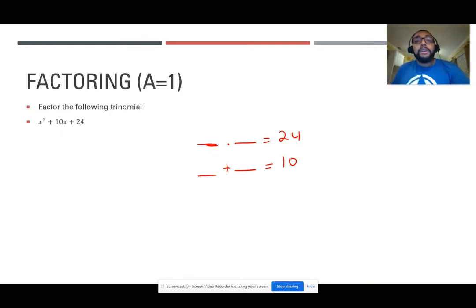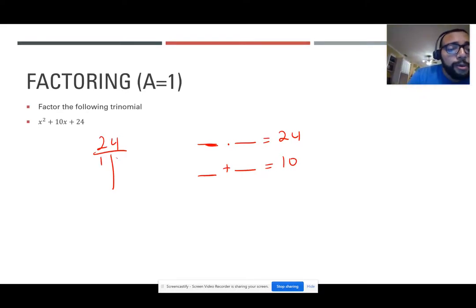So again, notice my a value was 1. So the number in front of your x squared was just 1. I always recommend starting by finding the factors of 24. So what two numbers, when you multiply, get you 24? You always have 1 and 24, 2 and 12, 3 and 8, and we got 4 and 6.